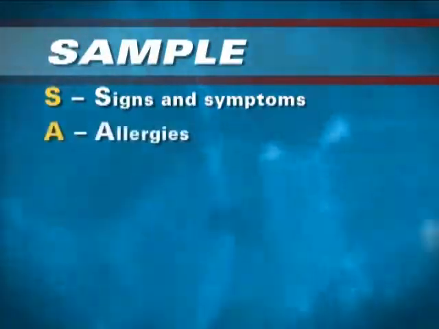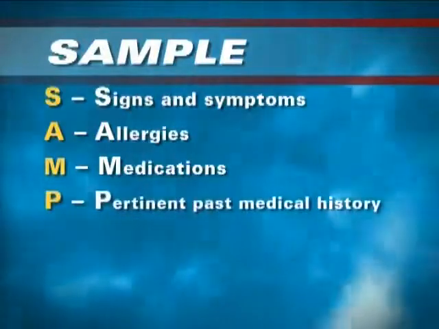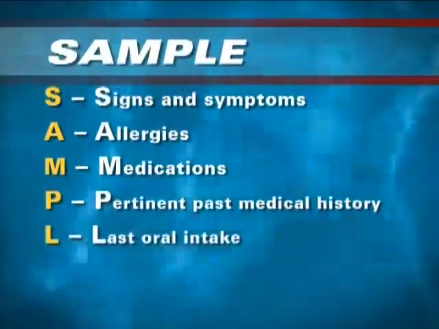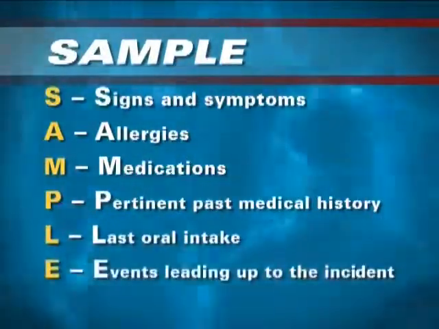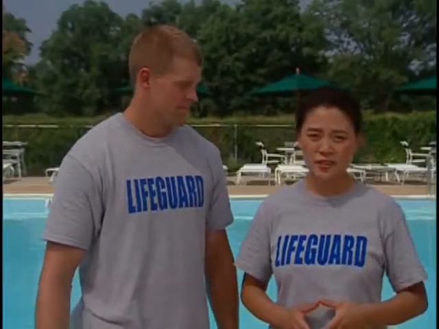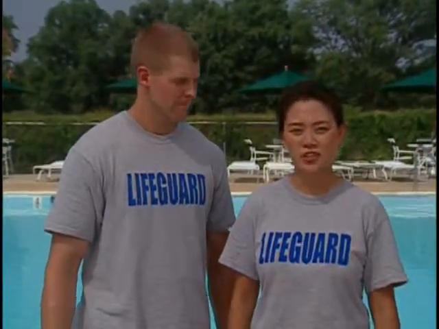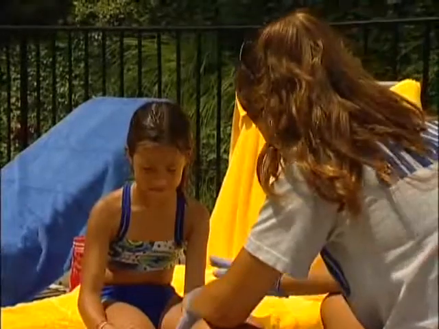In review, to perform a secondary assessment, interview the victim using the SAMPLE method. S, signs and symptoms. A, allergies. M, medications. P, pertinent past medical history. L, last oral intake. E, events leading up to the incident. Do a visual head-to-toe examination for an adult and a toe-to-head for a child. Look for any obvious deformities or other signs of injury, and provide care for the conditions you find.